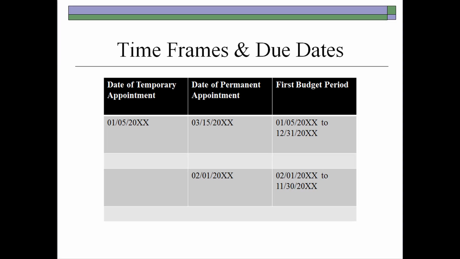By way of example, if you were appointed on a temporary basis on January 5th of a particular year, and you were appointed on a permanent basis, and by appointment I mean the date letters of appointment were issued, if that occurred on March 15th of that year, your first budget period would start from the day that the letters were first issued, which would be January 5th, because that's when the first set of letters was issued. But the period would go from 9 months after the permanent letters were issued. So your budget period would be from January 5th until the end of December of that year.